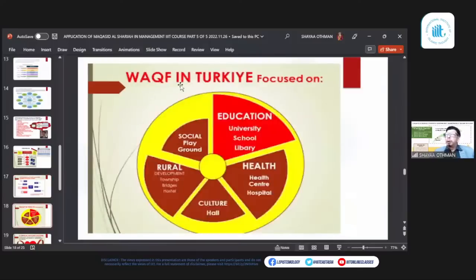So the Waqf in Turkey focus on education. They have university, school, library. They focus on health centers, hospital, culture hall, the meeting place of the society. They have rural development. They have a special playground. What do you call that? Quality of life. They have children playground and so on. All this built and maintained by Waqf, not built and maintained by society, but by Waqf. So this is what happened during the Ottoman Empire.